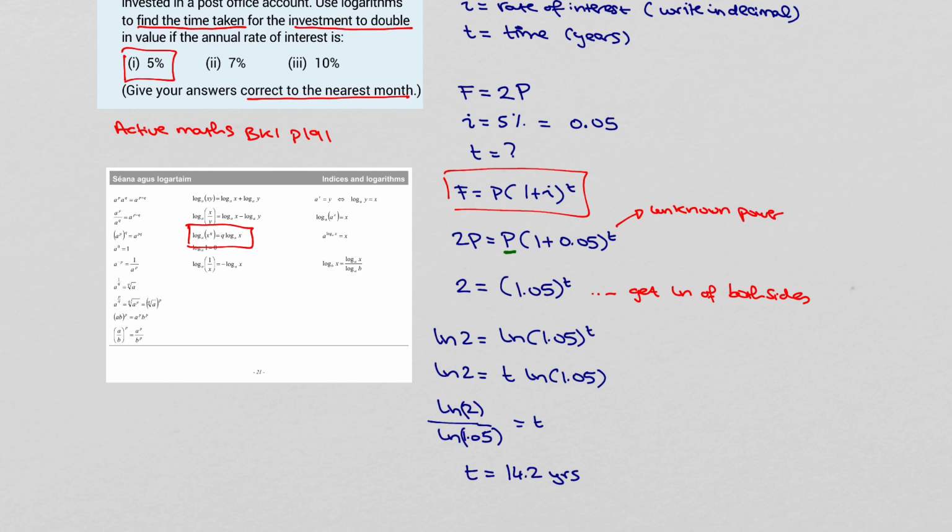But again, if we go back to the question, I'll put a little star next to it. It said correct to the nearest month. So of course we need to multiply our 0.2 by 12 months, and 12 times 0.2 gives us 2 months approximately. So therefore that's going to be 14 years and 2 months.